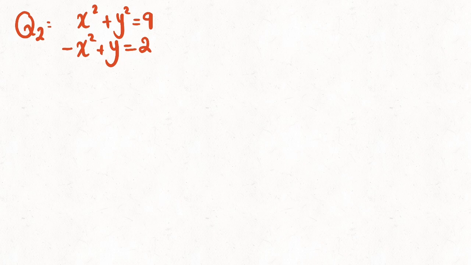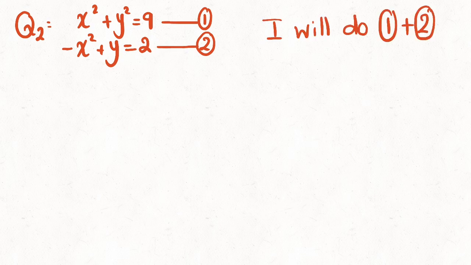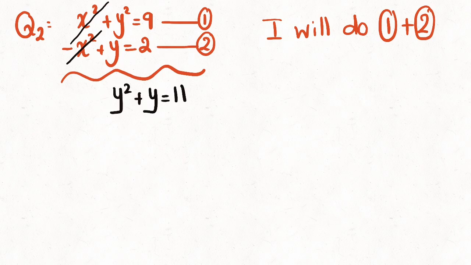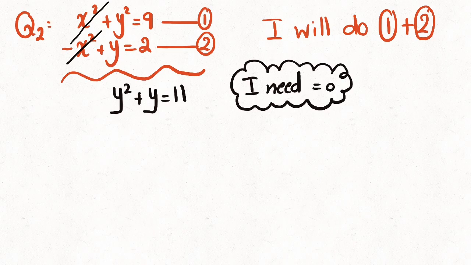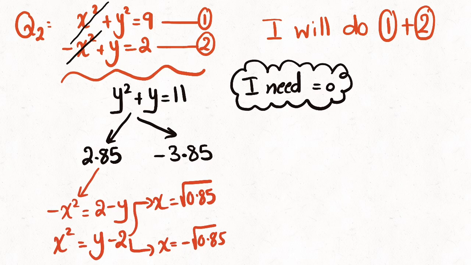Okay, another example, x squared plus y squared equal 9, minus x squared plus y equal 2, and I will add the two equations, because if I add equation number 1 and equation number 2, I will delete immediately x squared. Thus, I will end up having y squared plus y equal 11. Okay, you can see it. Now, of course, I need at this stage equal 0. Thus, I'm gonna move 11 to the other side, and I will have y squared plus y minus 11 equals 0, and I will factor it.